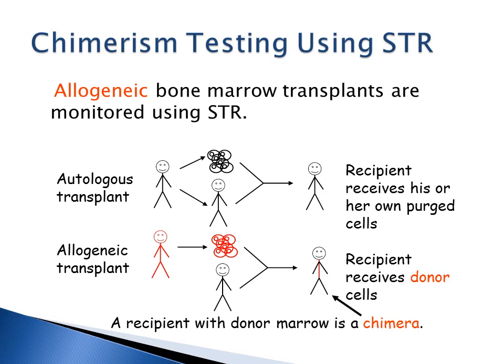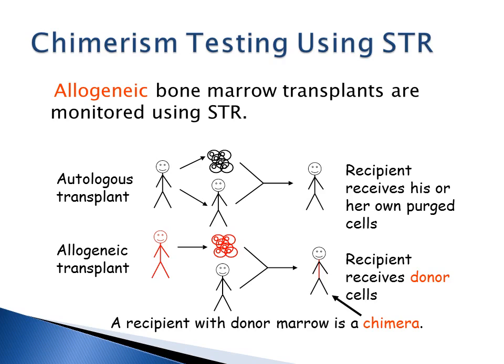You can use short tandem repeats for chimerism testing. So for example, in bone marrow transplants, the transplants are monitored using short tandem repeats. So you can have an autologous transplant or a transplant from the same individual. So the donor and recipient are the same person. So the recipient is going to receive his or her own cells where the cancer cells have been removed.